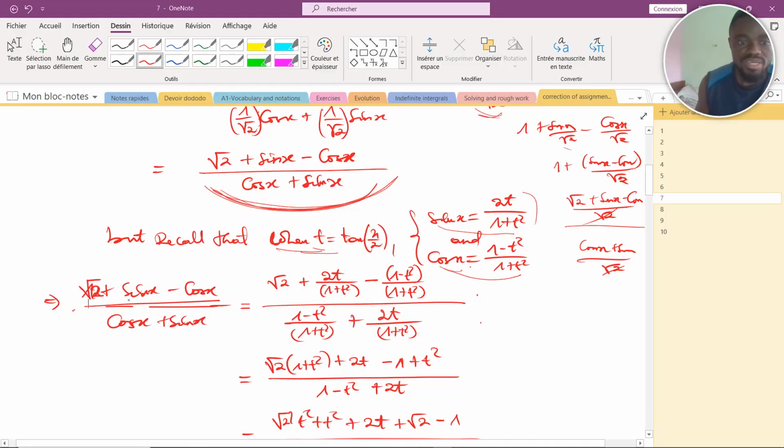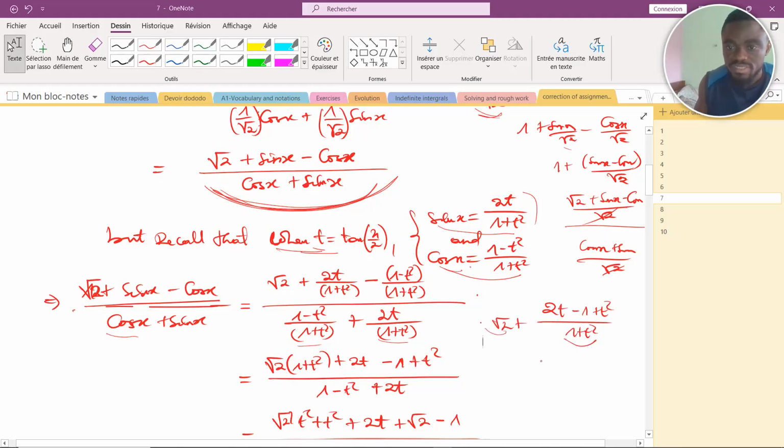Now, I'll replace sine x. My sine x is what? 2t on 1 plus t squared. I replace my cos x, which is 1 minus t squared over 1 plus t squared. I also replace cos x here by this and sine x by this. When this and this have the same denominator, you are going to combine them. You are going to have what? 2t minus 1 plus t squared all over what? 1 plus t squared. Now, so now you have root 2 plus this.